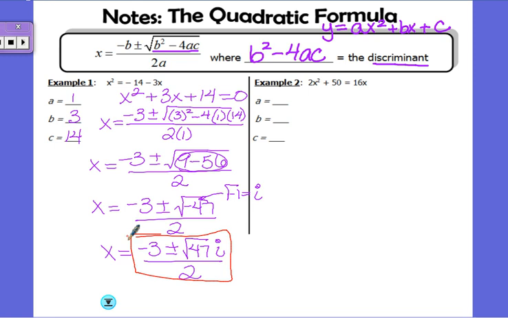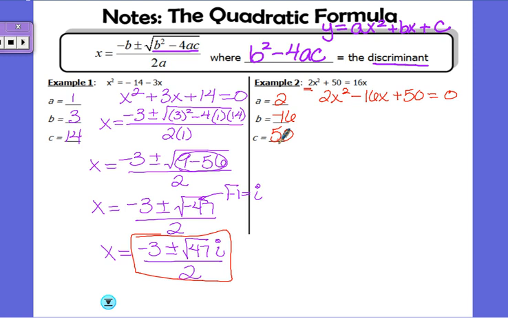For number 2, we need to get that into standard form. When possible, try to make sure that your a term is positive. It'll just help your calculations later on. So let's subtract that 16x. So we have 2x squared minus 16x plus 50 equals 0. It does help to make sure that we have it in standard form because we need to be able to identify our a, b, and c. So our a is 2, our b is negative 16, our c is 50.